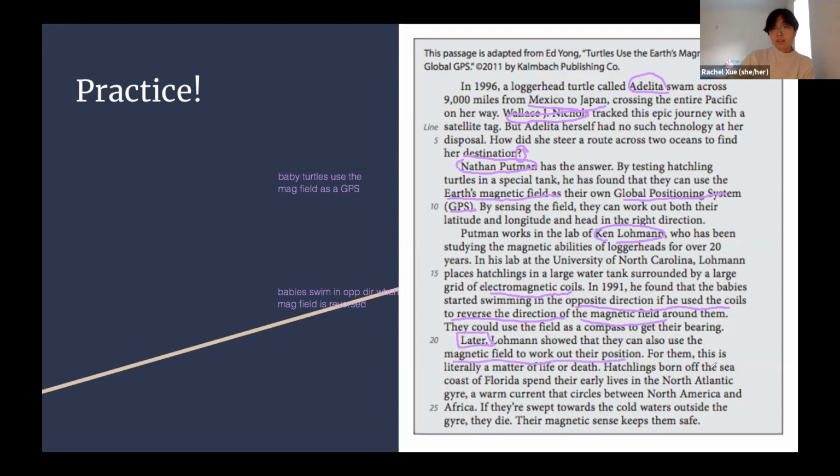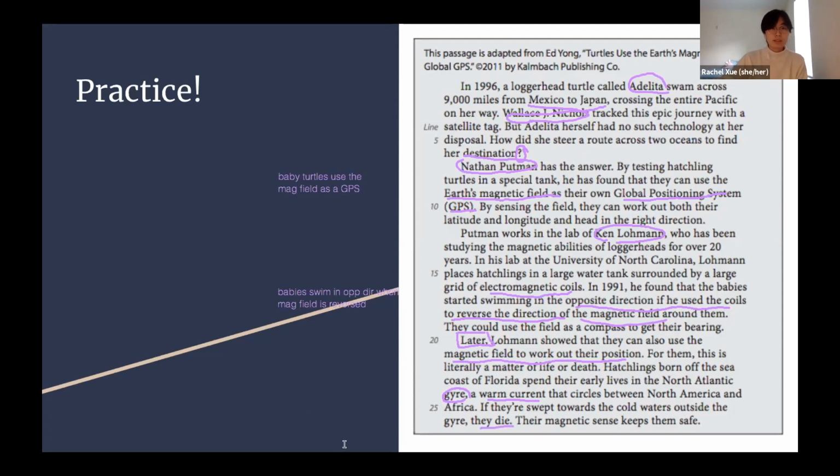And then hatchlings born off the sea coast of Florida spend their early lives in the North Atlantic Gyre, a warm current that circles between North America and Africa. So gyre is a word that I've never heard before, so I'm going to circle it. And remember that it is a warm current. And then it says if they're swept back towards the cold waters outside the gyre, they die. So that's kind of important. If they go to cold waters, which is not the gyre, they will die. And so this is how the magnetic senses keep them safe.